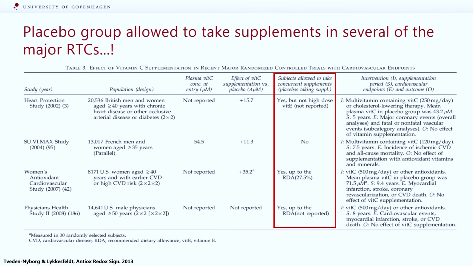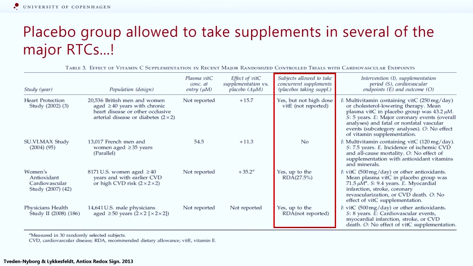Just to give you an example of how wrong some of this has been done, I'm showing you some of the major randomized control trials within this field. Thousands and thousands of people have been engaged in these studies, and of these 4 major trials with vitamin C, 3 of them allowed the placebo group to continue to take supplements up to the RDA, which for the Americans would be 90 milligrams per day.